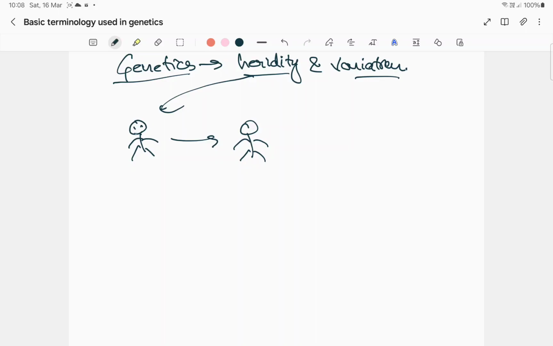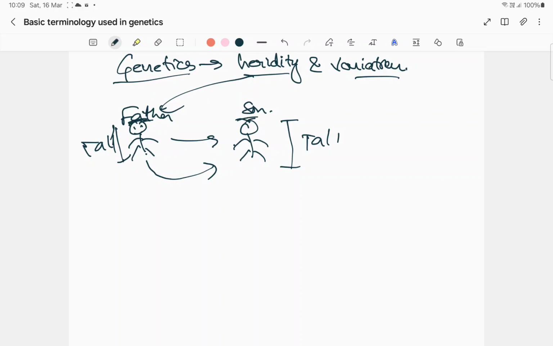Suppose he is the father and he is the son. Transmission of characters from one generation to another generation, that means transmission of character from father to the son. For example, if father is tall and son is also tall, this is called heredity. If father is having black hair color, son is also having black hair color. This is heredity. If father is having brown eyes or black eyes and son is also having the same color of eye, then it is called heredity.